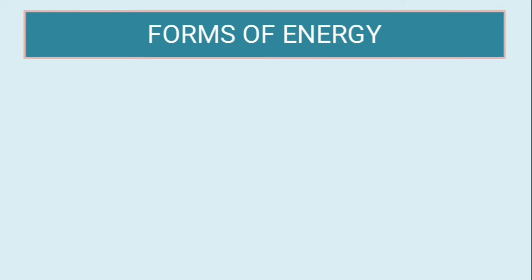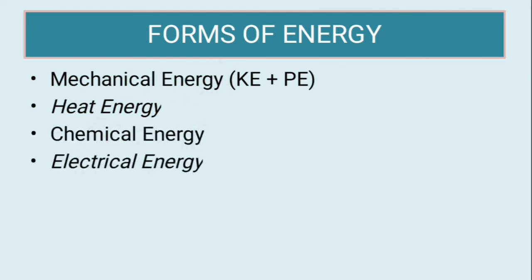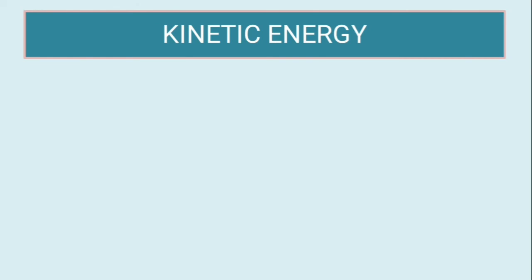Now we will talk about forms of energy. There are different forms of energy. Like there is mechanical energy, which comprises of kinetic energy and potential energy. Then there is heat energy, chemical energy, electrical energy, light energy. Likewise, there are many different kinds of energies. Now first we will talk about mechanical energy. And mechanical energy, as I said, is made up of kinetic energy and potential energy.